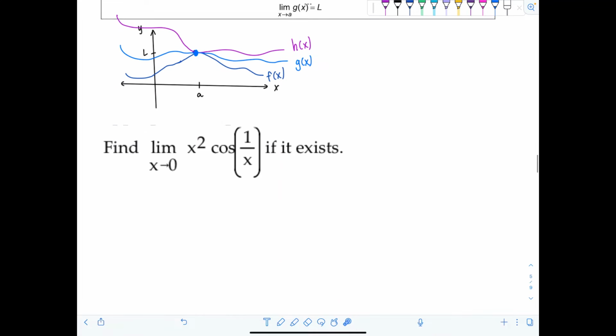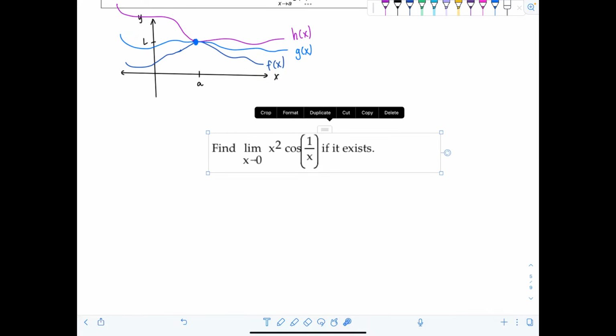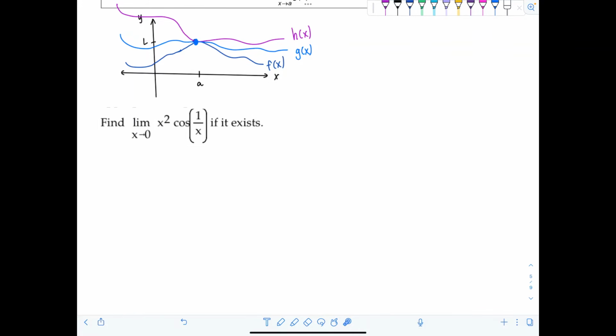All right, when to use the squeeze theorem? A lot of times when you have a trig function like sine or cosine, it's appropriate because you can bound them easily. And don't just jump straight to the squeeze theorem because you see sine and cosine. Just make sure first that it's necessary, that you can't just use direct substitution.